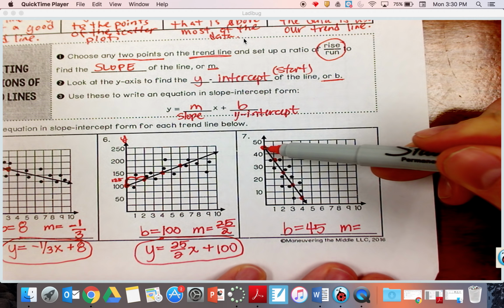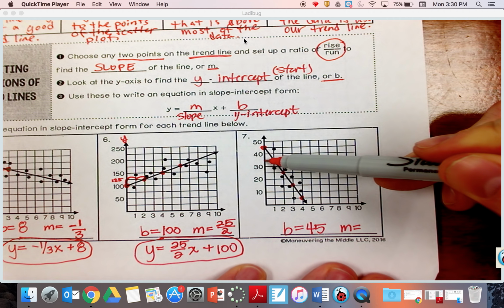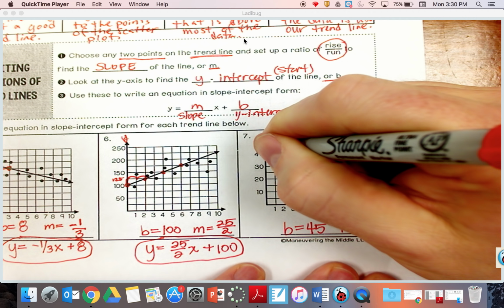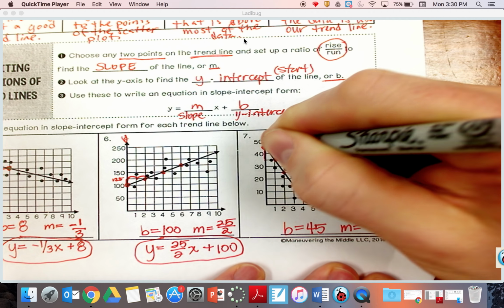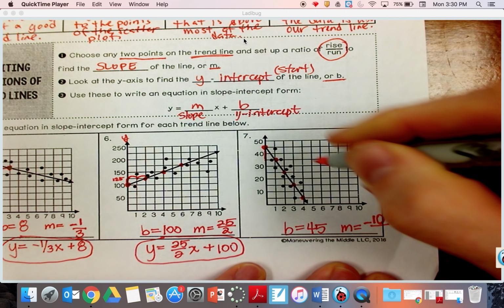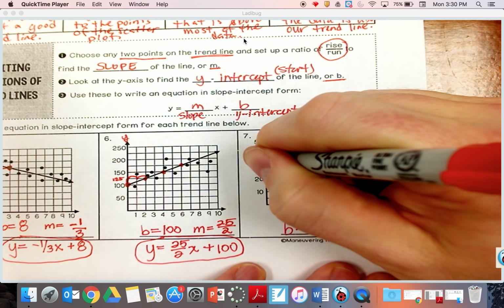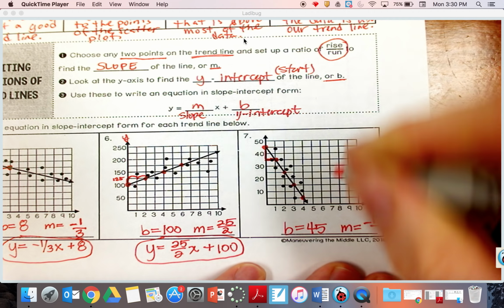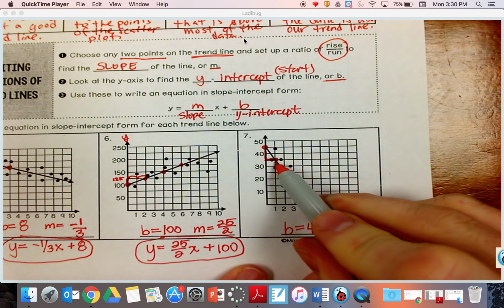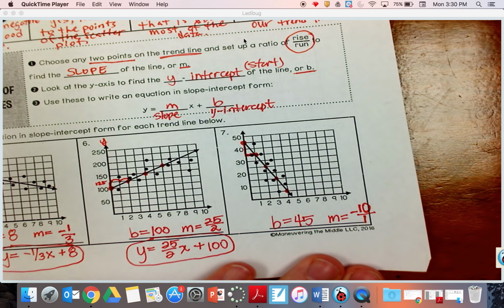So this is 45, 40, 35. So from 45 to 35, I went down a total of 10. From 45 to 35 was 10. Now, how many did I run? Or how many did I go to the right? I went 1 unit, you can see. I went from 0 to 1. So that gives me a value of 1 on the bottom.